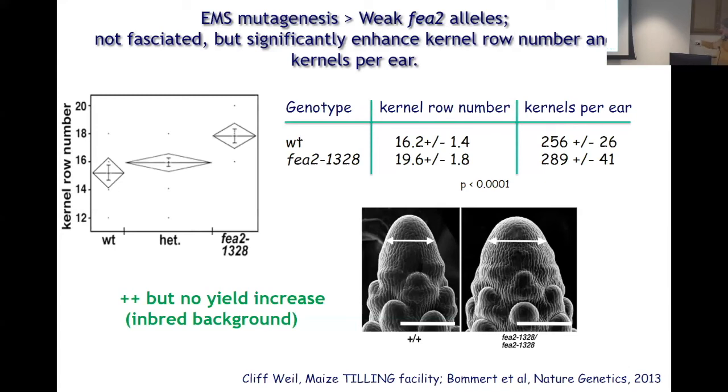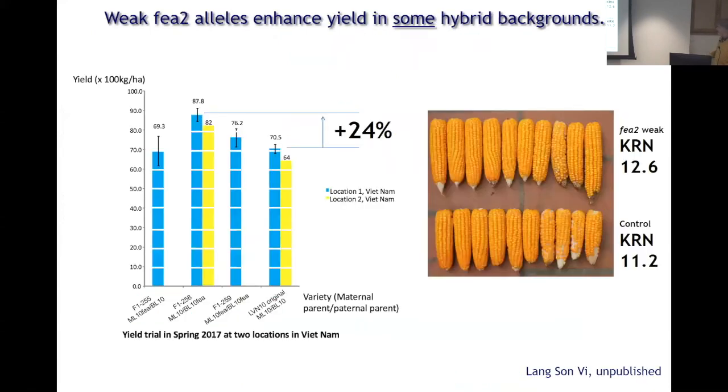But we've been giving these lines out to breeders here and there, and actually a former postdoc in my lab is now a maize breeder in Vietnam, and he put this into their breeding lines that farmers actually grow, and they again saw an increase in kernel row number. And in their yield trials, this is real breeders' yield trials, this is not our crappy field in Long Island, they saw up to a 20% increase in yield. So that's pretty encouraging. It needs to be reproduced, but I think in some backgrounds, this may really have an effect.